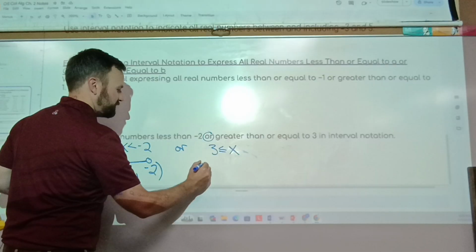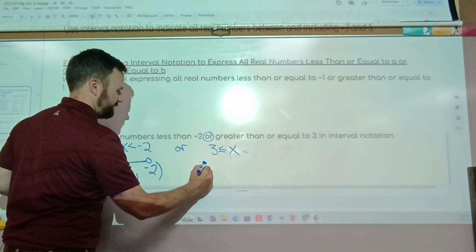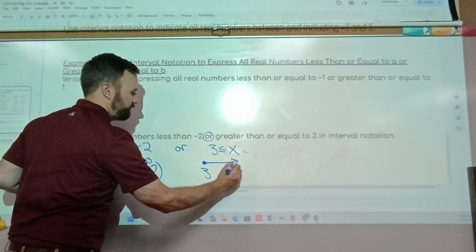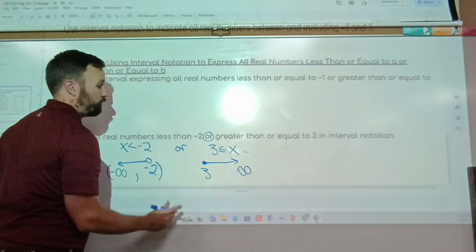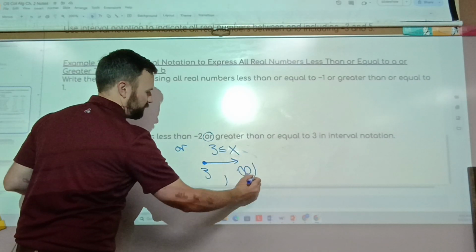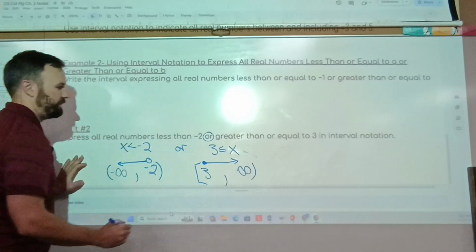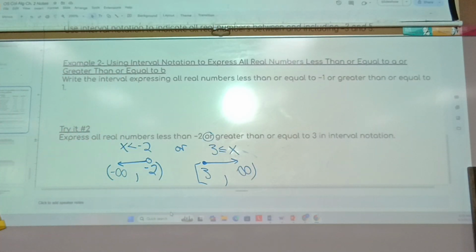All right. So this one we're going to start at 3 and go off to infinity because it's greater than or equal to. And it's a bracket and a parentheses. Bracket because it's or equal to. Any questions? These are the hardest type of ones you'd ever have to do.